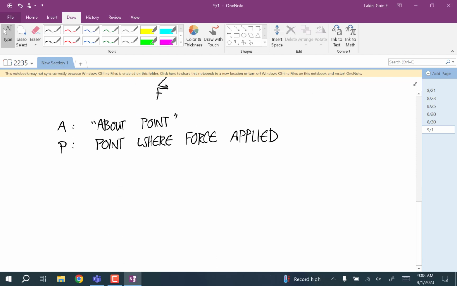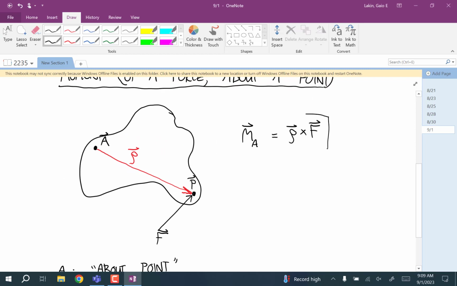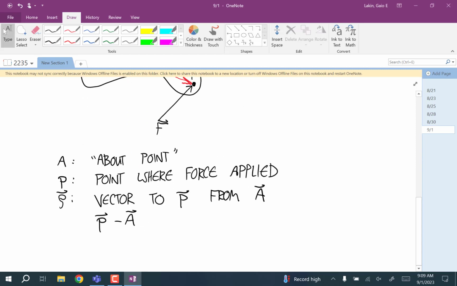That rho vector is the vector 2p from A. And notice that you can always calculate this. If you have the coordinates of P and A, you can always calculate this as P minus A. Okay, so this is how you calculate the moment, and these are the meanings of those points.